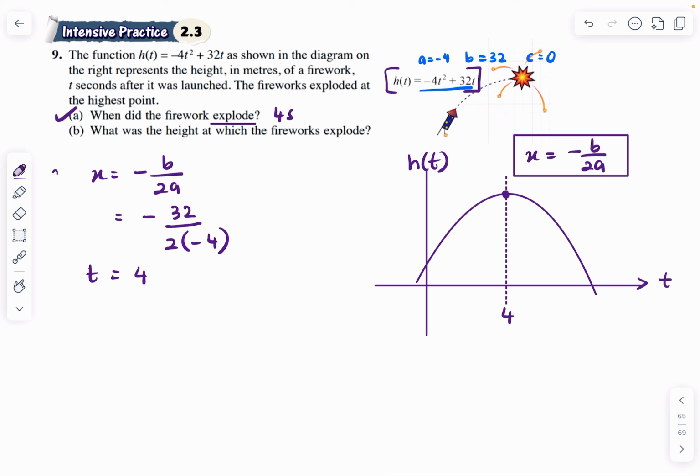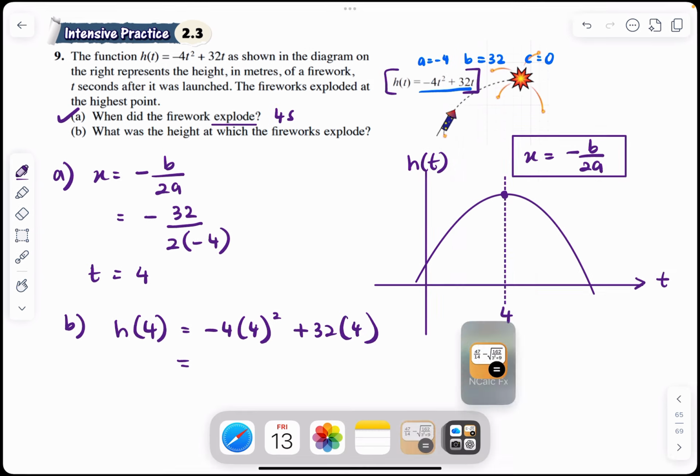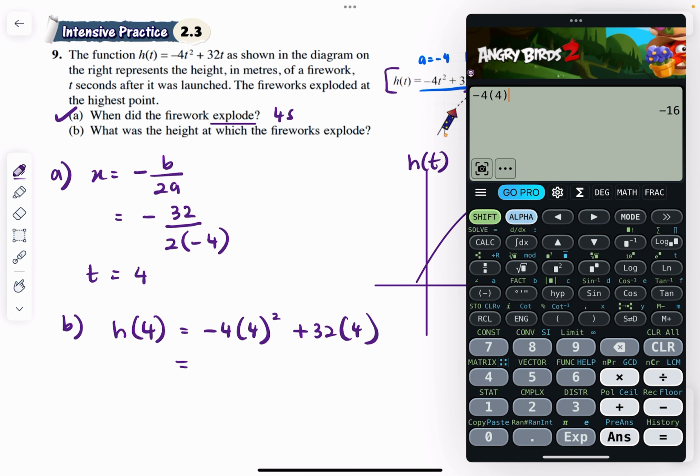Right. So this is A. To find the height, we just have to put the x coordinate into the equation. We'll get the height. So when t is 4, okay, the x coordinate is 4 lah. So when t is 4, we need to find the y coordinate. So we can find h(4), negative 4 times 4 squared plus 32 times 4. So you can use your calculator. Negative 4 times 4 squared plus 32 times 4. We get 64 meters.